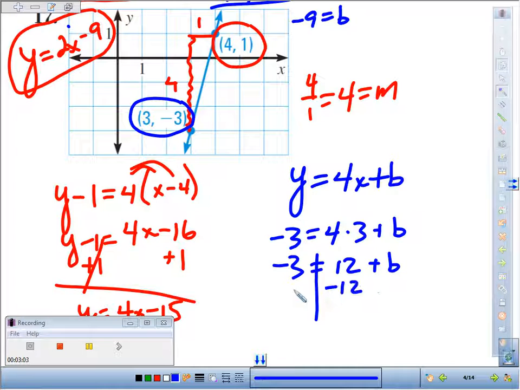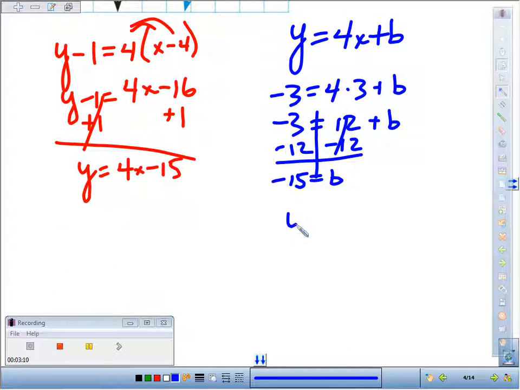So to figure it out, we'll subtract 12 from both sides. Negative 3 minus 12 more is negative 15. So our y-intercept is negative 15. y equals 4x minus 15. You can see it's the same answer again both ways.